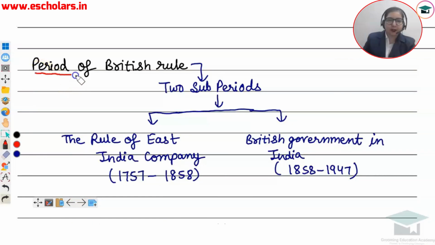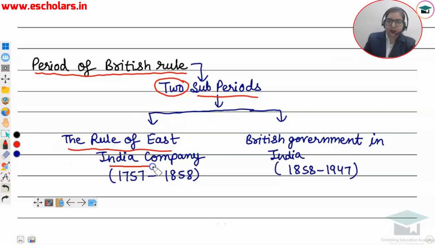Students, now we will talk about the period of British rule, or you can say the duration of British rule or British Raj. Basically, the period of British rule is divided into two sub-periods, the rule of East India Company and the British government in India. First we will talk about the rule of East India Company. The rule of East India Company was from 1757 to 1858, and the British government in India was from 1858 to 1947.